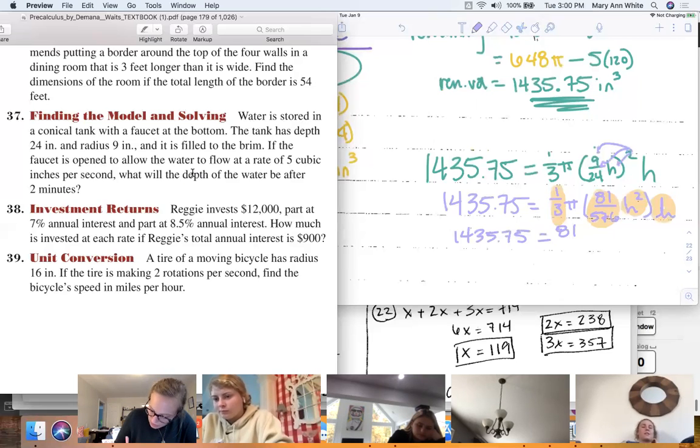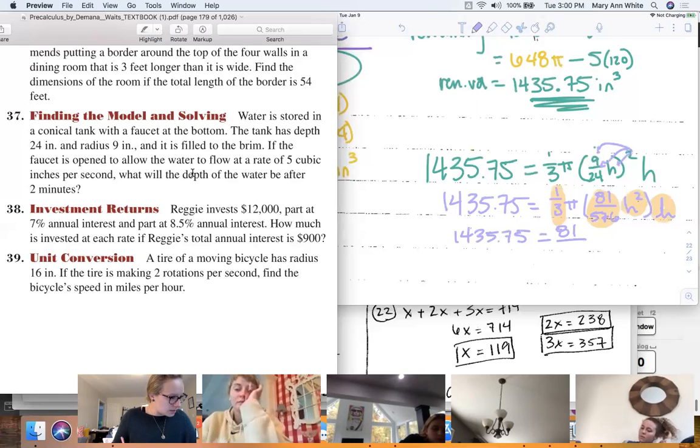But now I've got 81 over, what was this? It's like 720 or something like that. I don't think my calculator kept it. Nope. 576 times 3 is, oh yeah, 1728 pi h cubed.